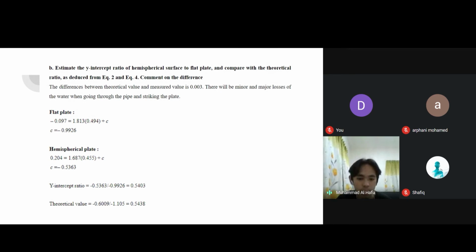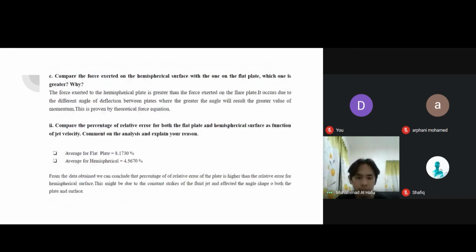For the theoretical value, we divide negative 0.6009 by negative 1.105 to get 0.4538. The difference between the theoretical value and measured value is only plus minus 0.003. There will be minor and major losses of the water when going through the pipe and striking the plate. To the next presenter.